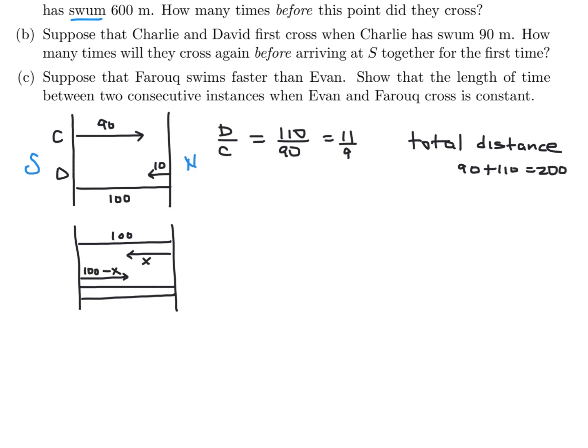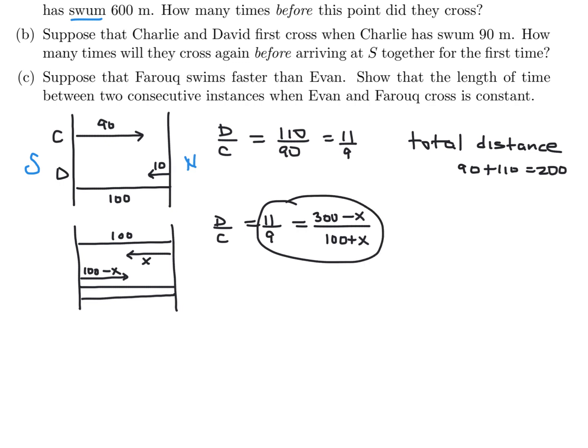So the ratio this time for D over C, well, it's always going to be 11 over 9, but then we put it in terms of X: it would be 300 minus X for D, and for C, 100 plus X. So this is the algebra that you're going to solve. And when you do, you get X equal to 80.